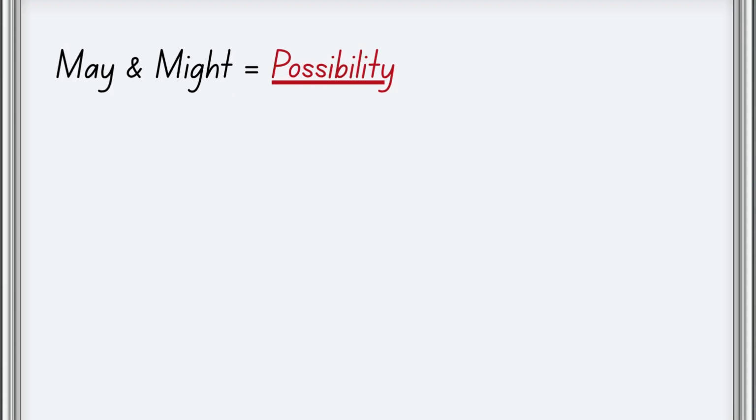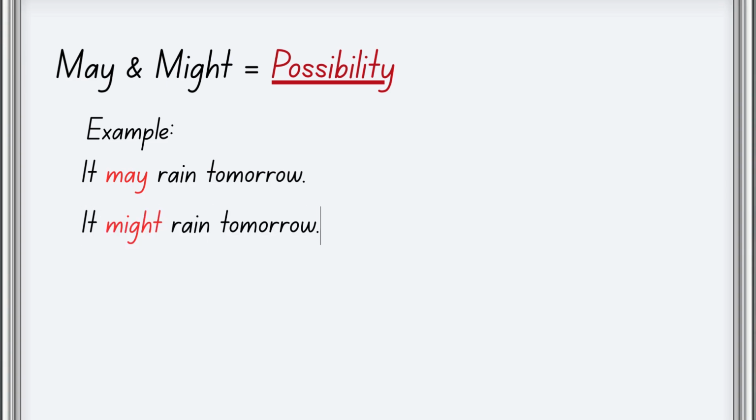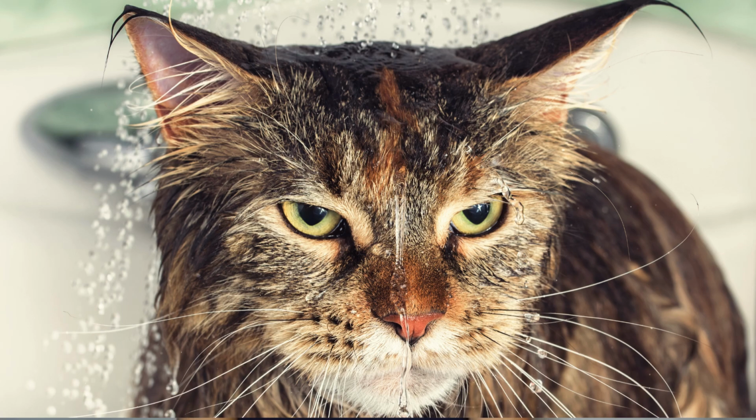Okay, first things first, may and might are both used to talk about possibility. For example, it may rain tomorrow. It might rain tomorrow. Both mean, don't forget your umbrella or you'll end up looking like a wet cat. So, in many cases, may and might are like twins. They both mean there's a chance something will happen.